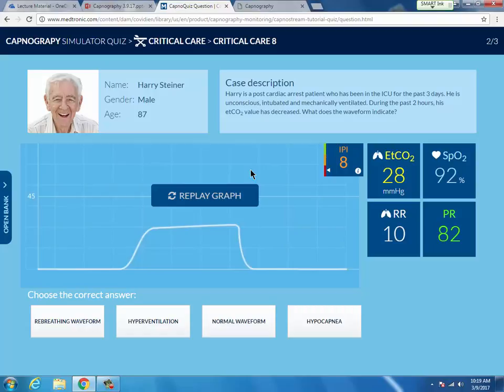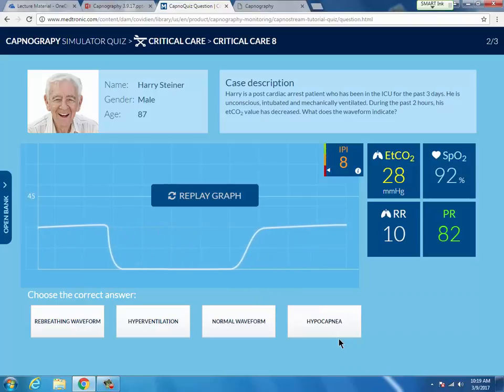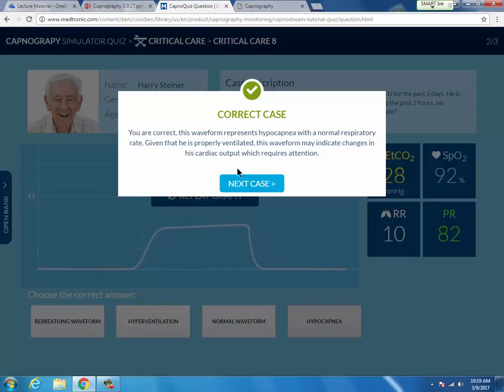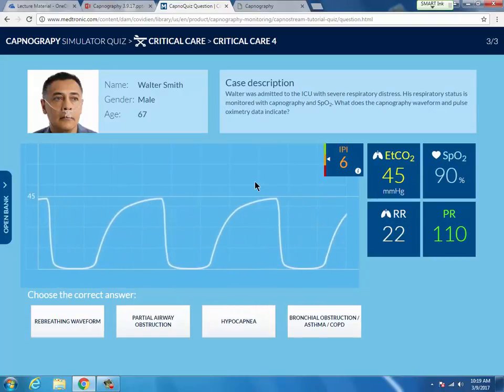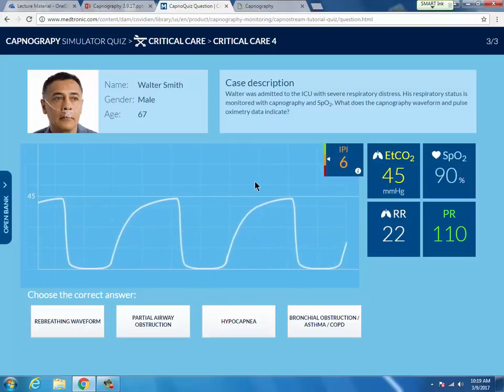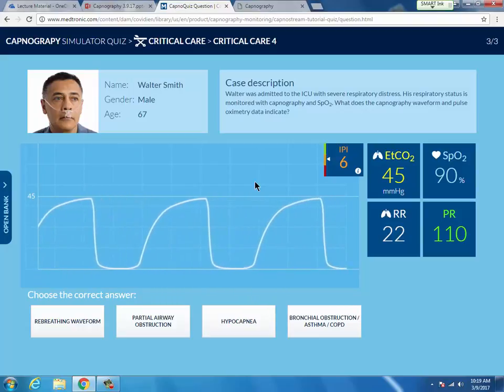All right? So Harry is post-cardiac arrest, has been in the ICU for 3 days. He is unconscious, intubated, and mechanically ventilated. During the past 2 hours, his ETCO2 has decreased. What does this indicate? His ETCO2 is 28, SpO2 is 92. Rebreathing, hyperventilation, normal waveform, or hypocapnia? Who says hypocapnia? Most everybody? Yep, you're right. Good job, guys. Y'all just saved Harry. Walter was admitted to the ICU, with y'all already looking at that waveform and making your mind up. His respiratory status is monitored with capnography and SpO2. What does the capnography waveform and pulse oximetry data indicate?